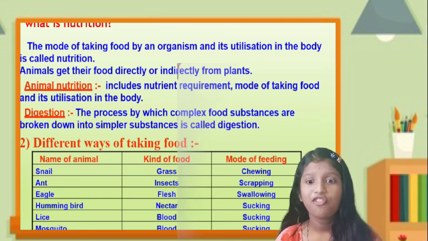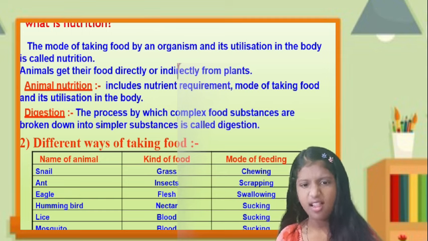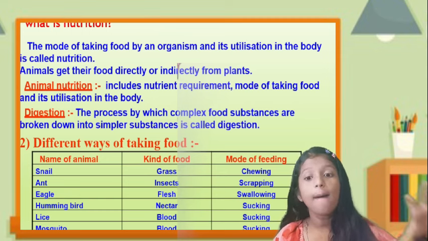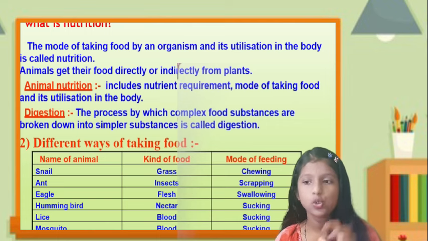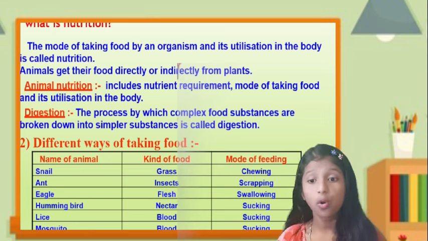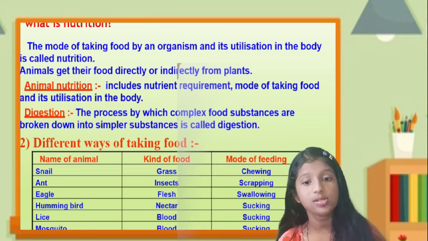Eagle flesh. Eagle flesh means the meat of the other animal. How? They don't have teeth like us to bite or to chew. It directly swallows.